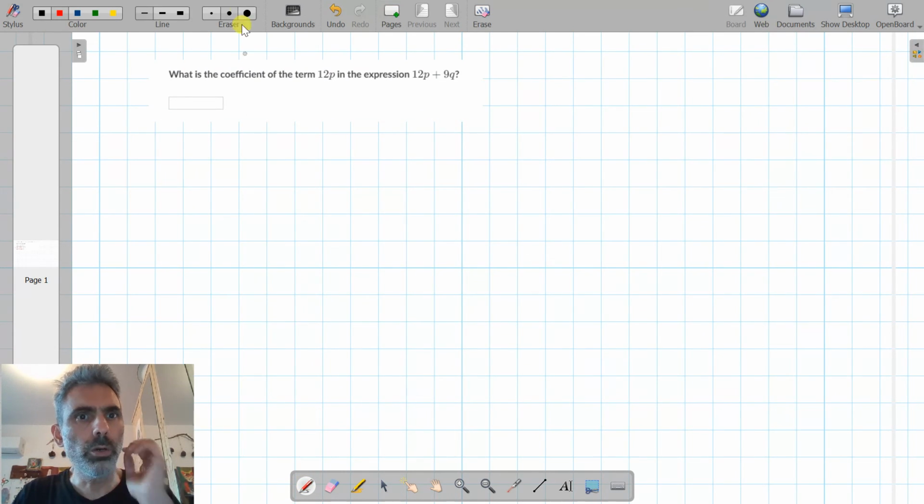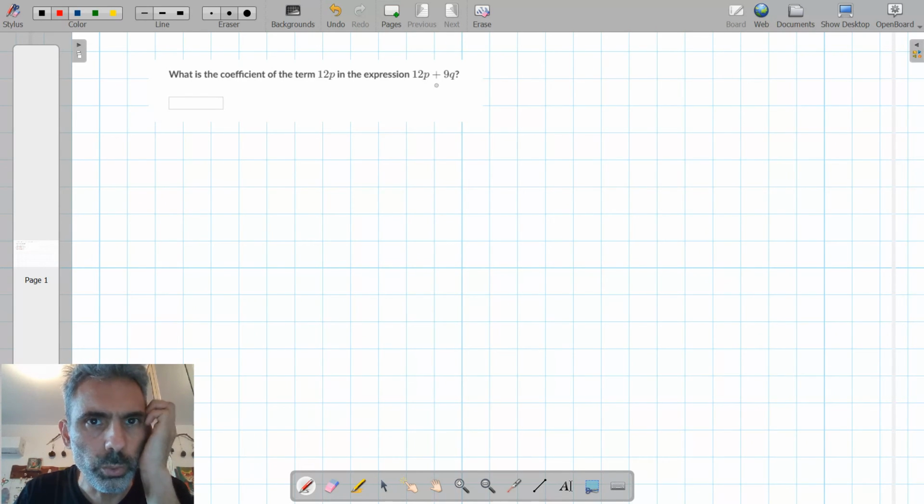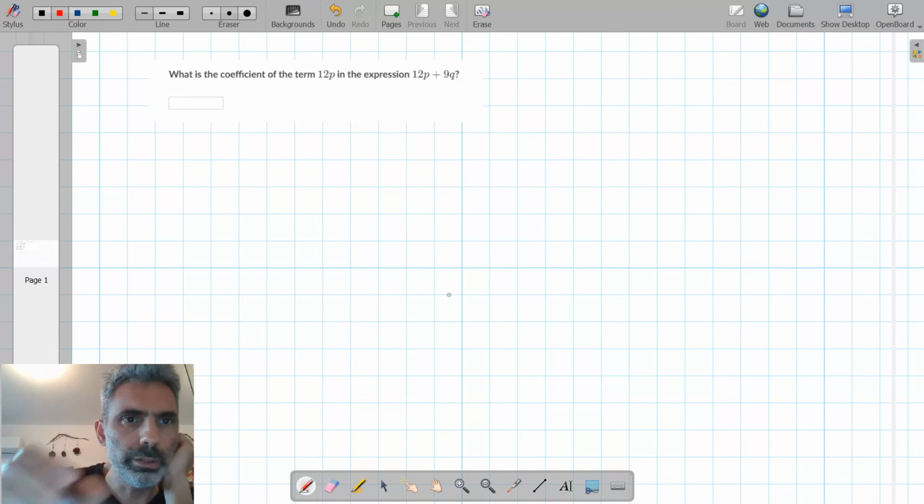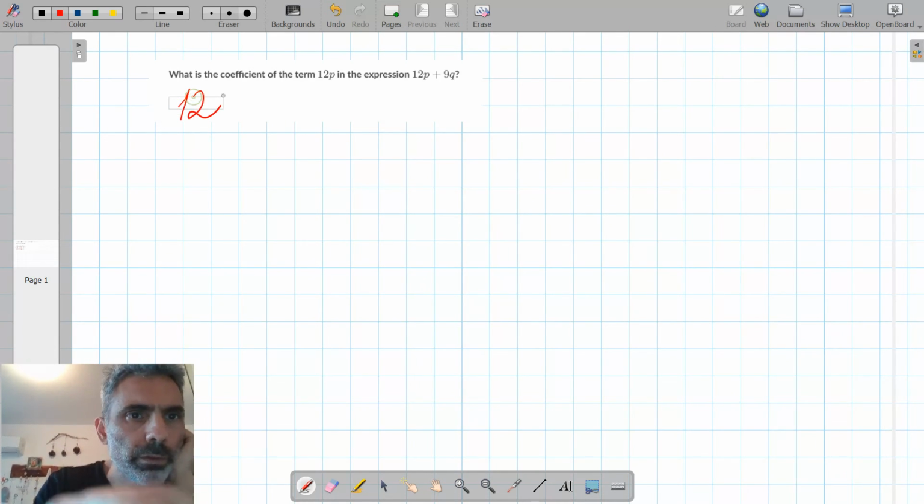What is the coefficient of the term 12p in the expression 12p plus 9q? So the coefficient is 12.